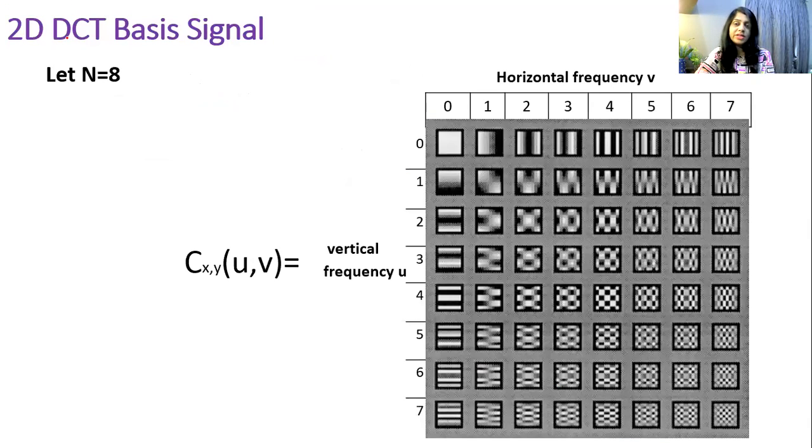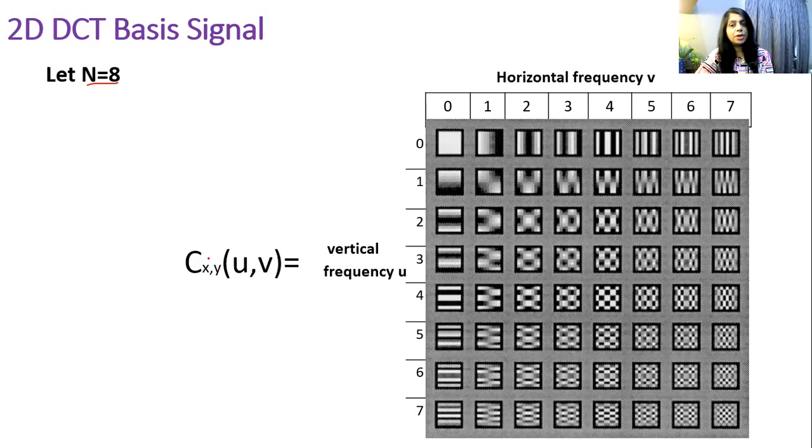Now, what is a two-dimensional DCT basis signal? As I said, the DCT is used to separate the image into different parts of varying importance. So how? For the two-dimensional DCT basis signal, let's consider N equals 8. That means we are considering an N by N image.